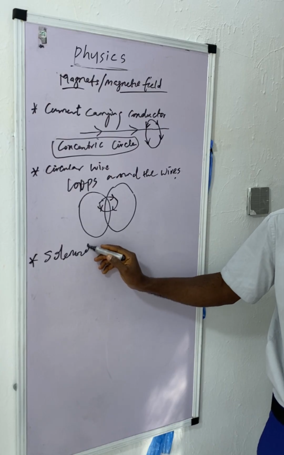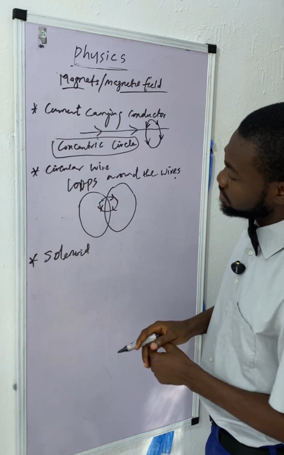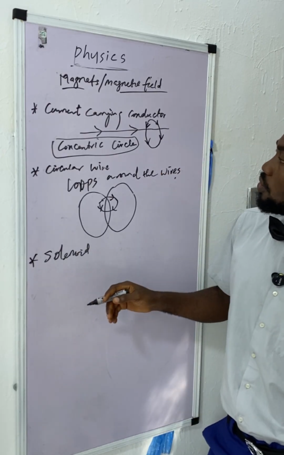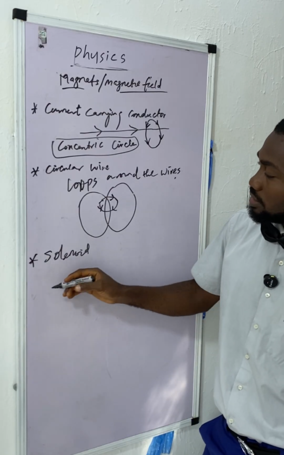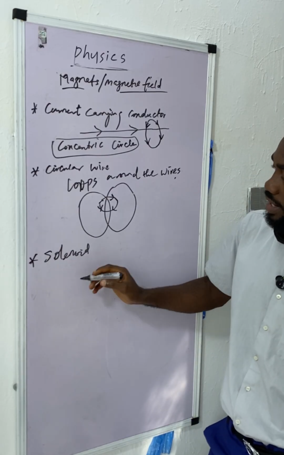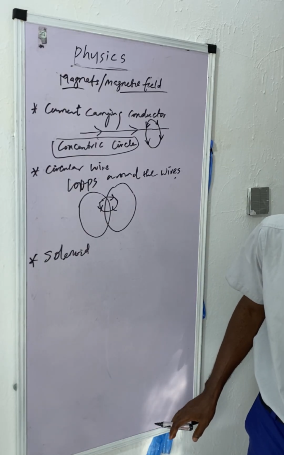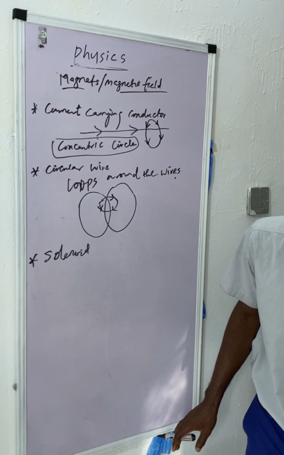Then the third one is in a solenoid. A solenoid is a wound instrument having a soft iron core and windings. It could be copper winding or whatever winding. It's a coil instrument. So in a solenoid, what do we see? It mimics that of the earth, having a north and south pole.